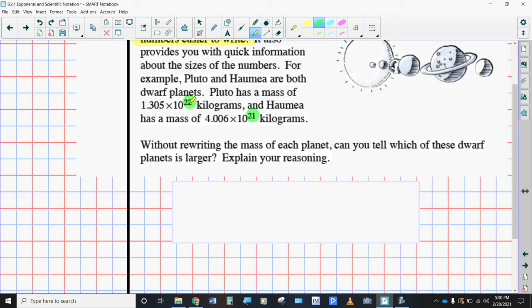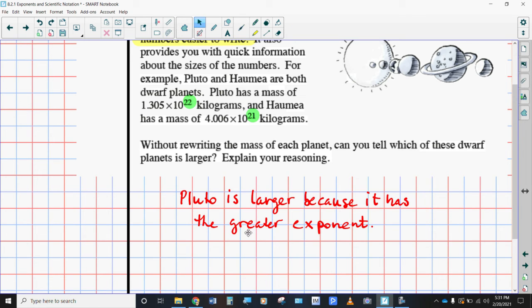Because this is 10 to the 22nd, which means it's some number with 22 zeros, which makes it bigger than this number with 21 zeros. Right? Just like 1,000 is bigger than 100, or 10 million is bigger than 1 million. Adding that extra zero to this power of 10 is going to make this bigger than that. So just looking at the powers of 10 and the exponents, we can tell that Pluto is going to be the greater or the larger planet.